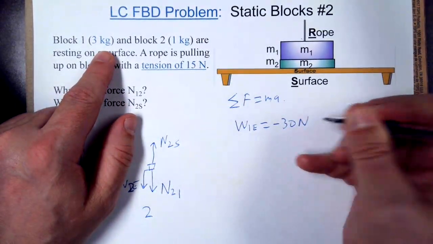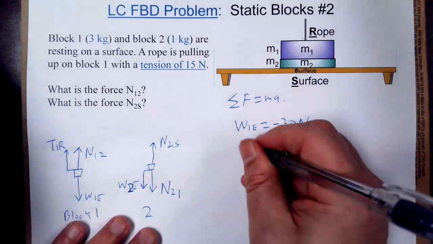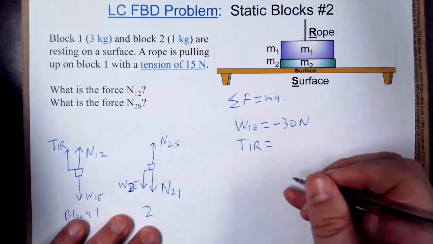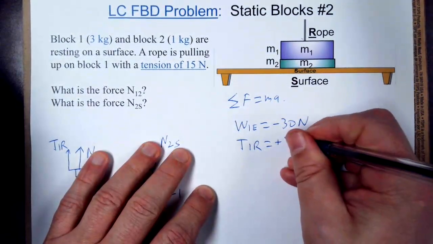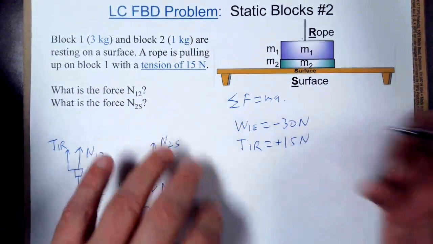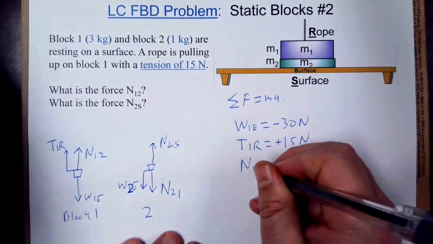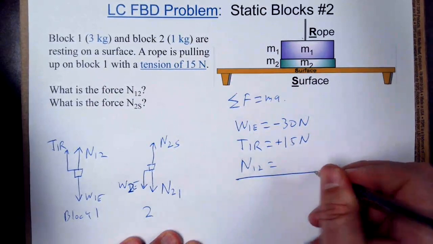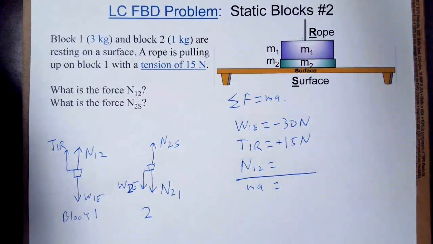So the weight force here is negative 30 newtons. The tension, T_1r, is given. We are told that it is 15 newtons, so this is plus 15 newtons. Then our missing force here is the normal force N_12, and we don't currently know the answer to that. The sum is equal to the mass times acceleration.